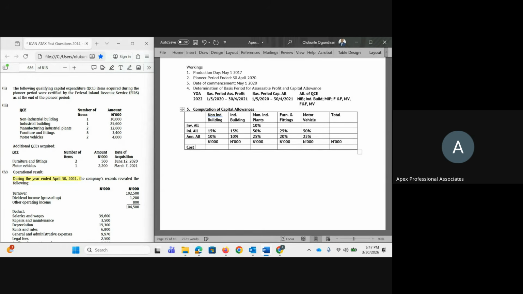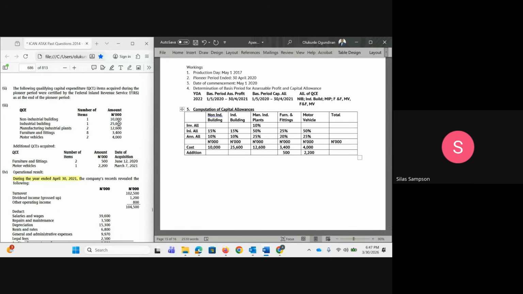So what's the cost of the assets? 25,600, 12,600, 3,400, 4,000. Then addition for furniture and fittings, I have 500. And for motor vehicle, I have 2,200. Remember, there was an asset I disallowed.